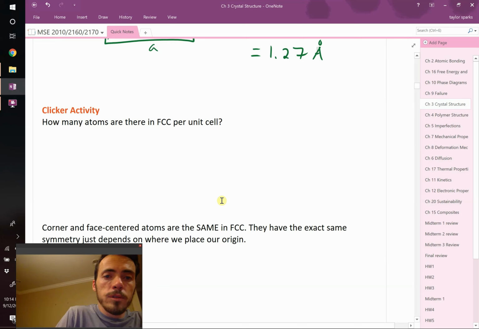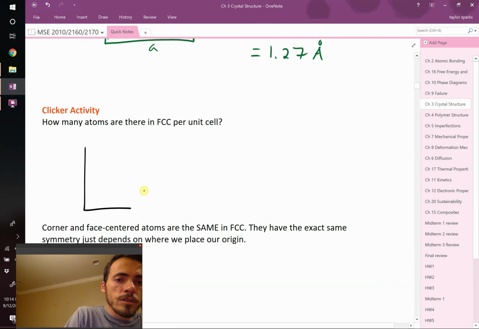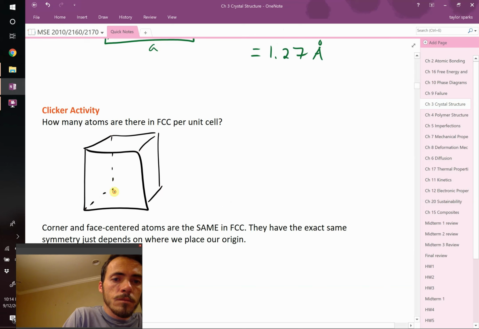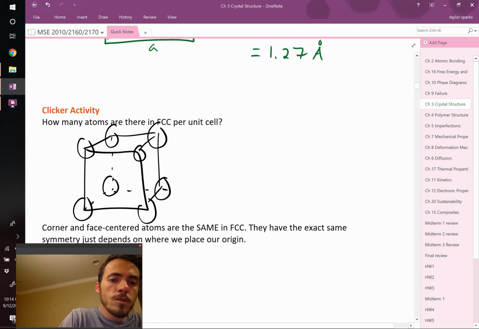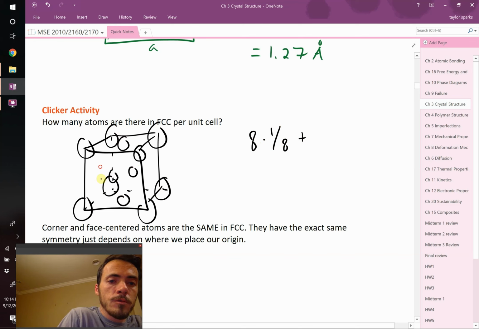Okay, hopefully you worked this one out. Let's go ahead and draw it. If we draw the crystal structure, remember we have atoms at the corners, and since those are at the corner, actually only 1/8 of the atom is inside. So there's 8 of those, and they're 1/8 of the way in. So 8 times 1/8, plus we've got the ones on the faces, top, bottom, front, back, left, and right.